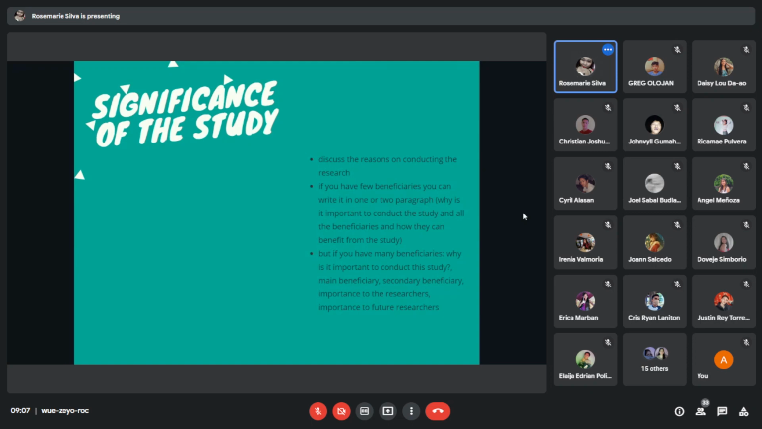Okay, so basically, if you have more than 2 beneficiaries, then you can write it as a bullet. Pero if gamay raman pud ang ilahang benefit nga makuha sa study, it's not that wordy, pwede ra siya i-paragraph instead of bullet form.